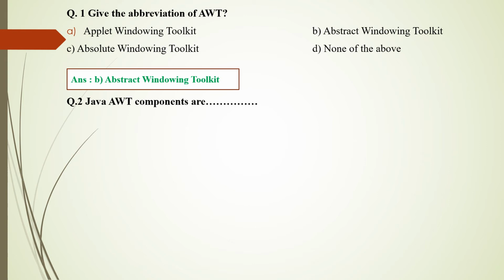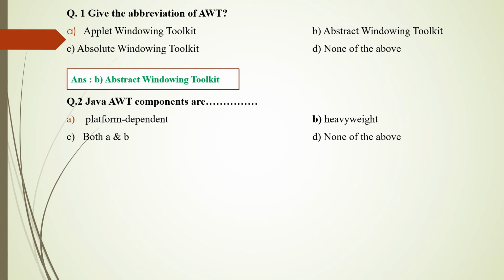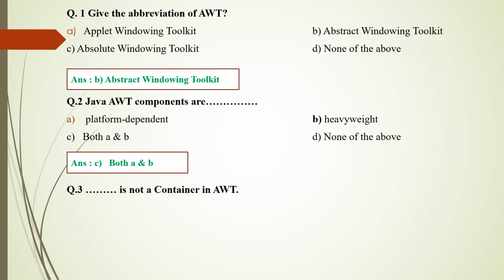Next question is, Java AWT components are, options are platform dependent, heavyweight, both A and B, and none of above. So as we see, the Java AWT component are platform dependent and heavyweight. Both options are right. So answer is both A and B. Next question is, dash dash is not a container in AWT.